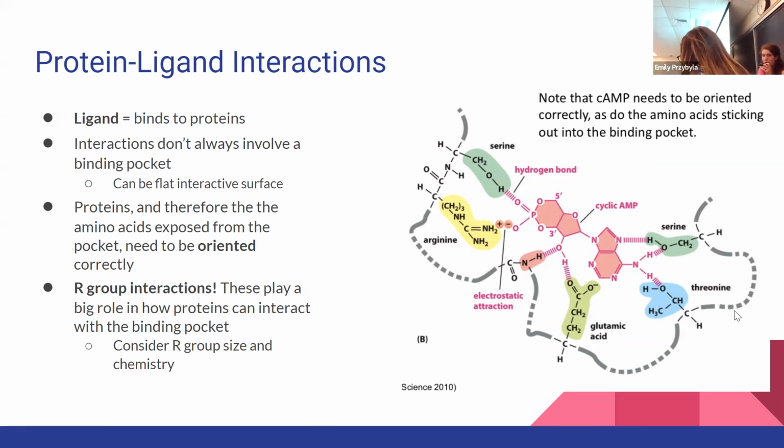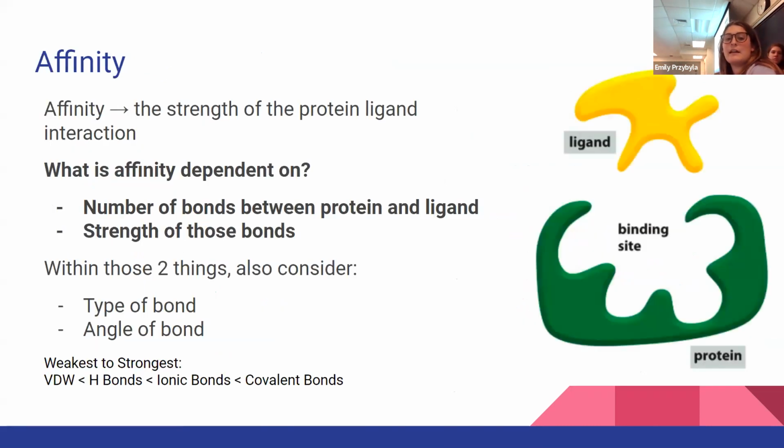And also, keep in mind that most interactions are random, because realistically in the cell, the ligand and the proteins are just diffusing around the cytosol. So it relies on the ligand and the protein hitting each other at the right space within the cell. So affinity is the strength of a protein ligand interaction. So depending on the properties of the ligand and the binding site in the protein, they can have really strong affinity for each other and the bonds are harder to break, or they can have a lower affinity.